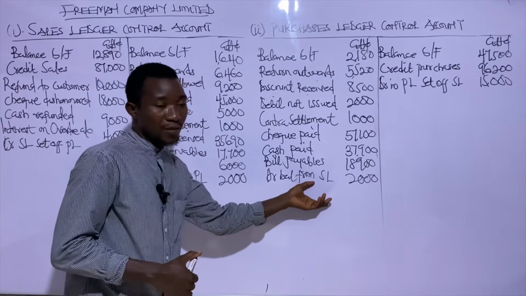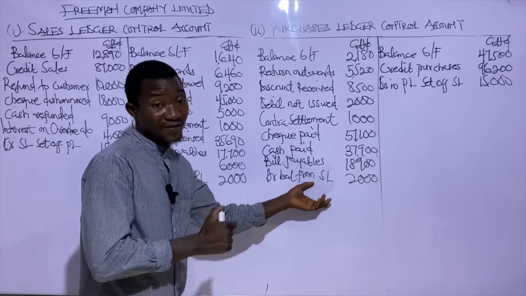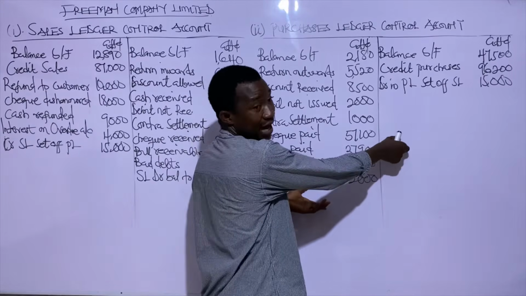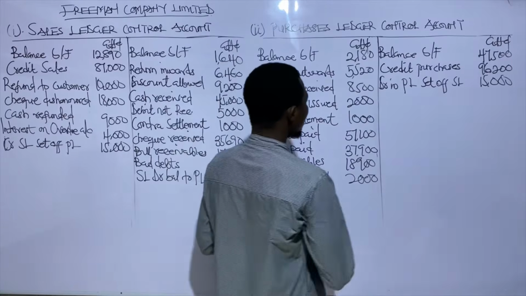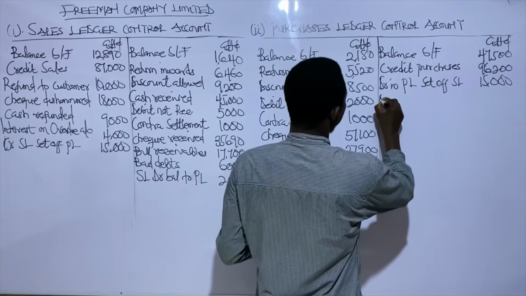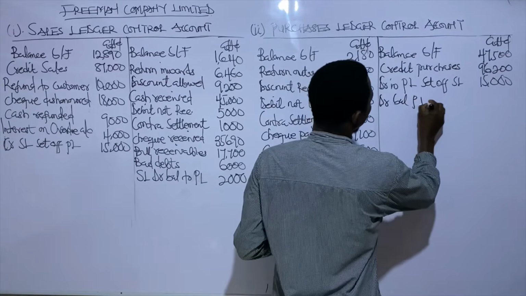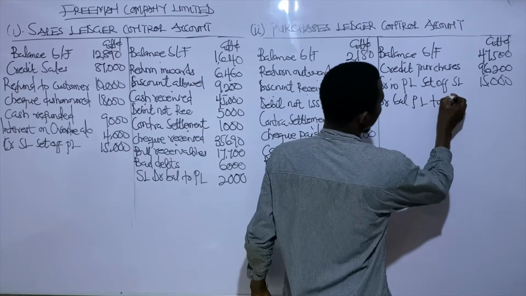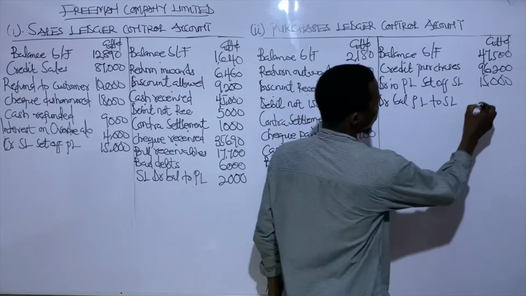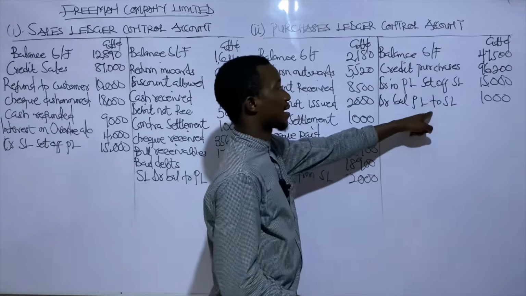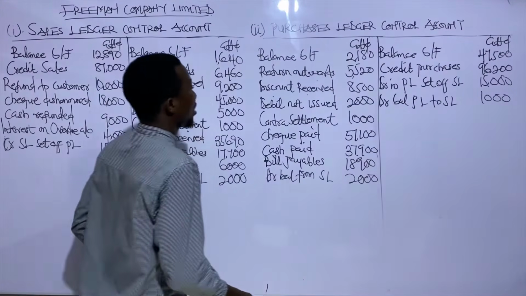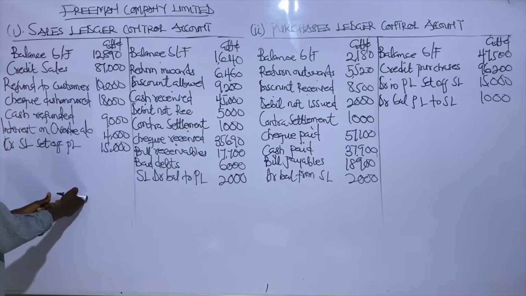If we are transferring a debit balance, we should record it at the opposite side to make the transfer. So I will say a debit balance, purchases ledger transferred to the sales ledger, and the amount is 1,000. Good. So we recorded it at the credit side of the purchases ledger, and we have to come and record it at the debit of the sales ledger.